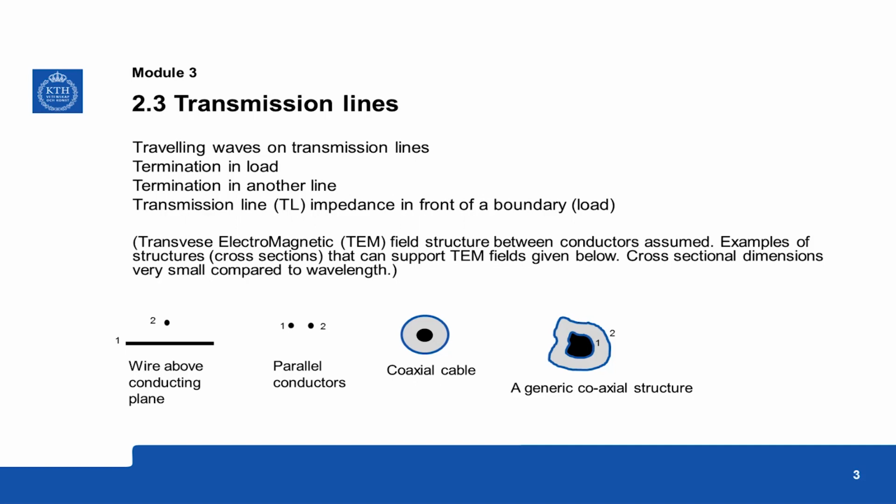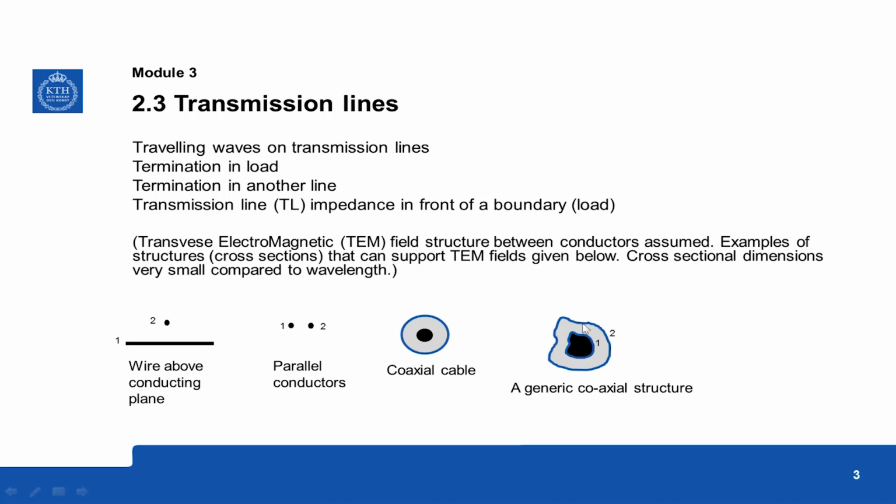Transmission lines support a transverse electromagnetic field structure between its conductors. So this is the basic assumption. For example, of such cross-sections that can support TEM fields, they are a wire above a conducting plane, two parallel conductors, a coaxial cable, or it could be any generic coaxial structure.